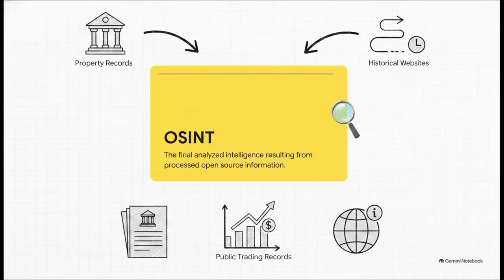We have to start with a really crucial distinction, because out in the wild, data is literally just raw noise until you process it. For instance, finding a random court filing online. That's just open source data. Filtering that filing to see if it actually involves your target. Now it's open source information. But when you cross-reference that document with, say, property records to legally prove a hidden corporate relationship, boom, now you have actionable open source intelligence, or OSINT.